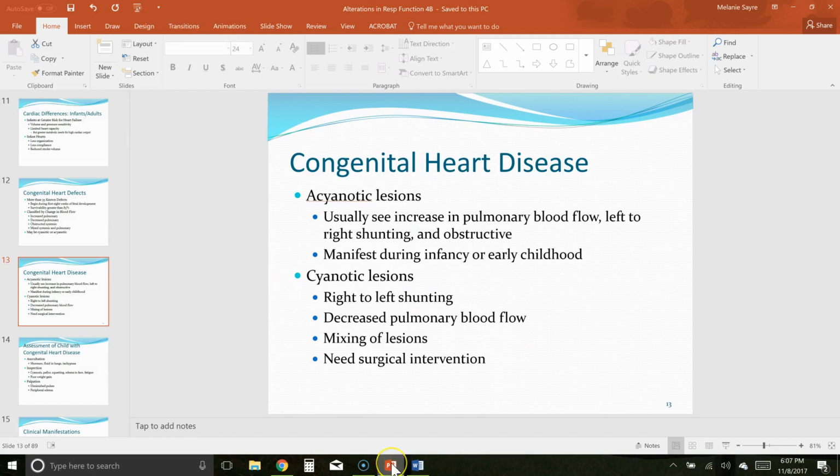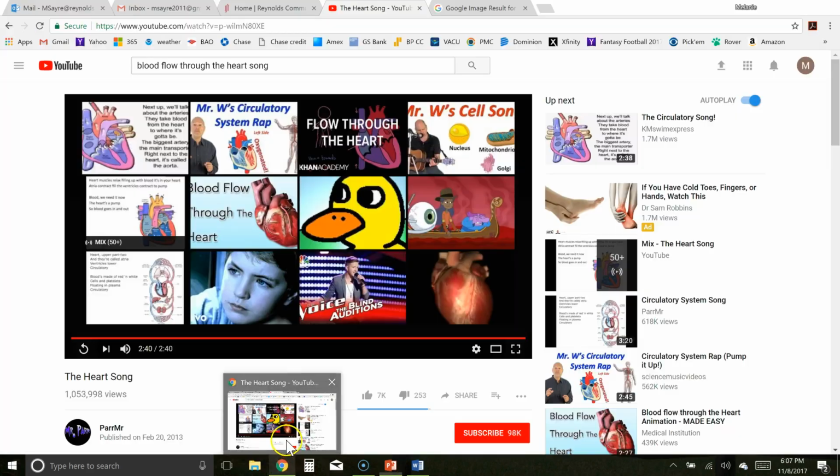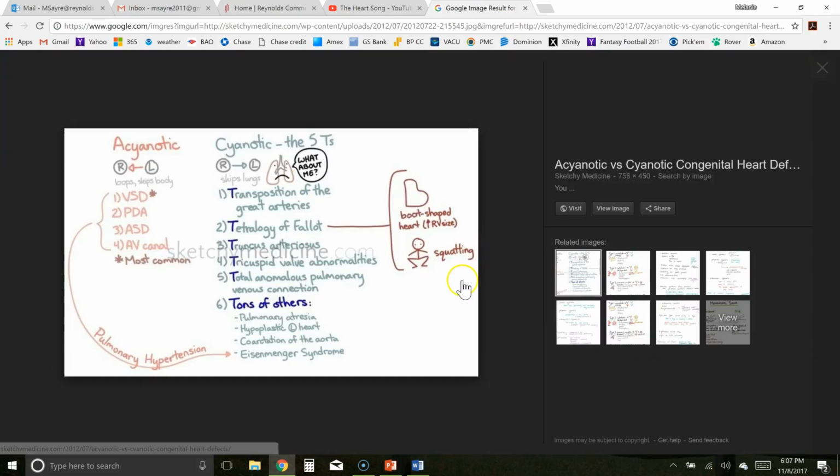I did find this cute little drawing online by a UVA student, so this can help you when you think about acyanotic and cyanotic. So cyanotic is going to be the 5 T's. The lungs are saying, what about me? Because it's skipping the lungs. It's going from the right to the left. We're not going to go over all of these T's, just so you know, but they do exist. And then acyanotic, VSD, PDA, ASD, AV canal. So that's just a good little drawing to kind of help you remember and help you in your studying.